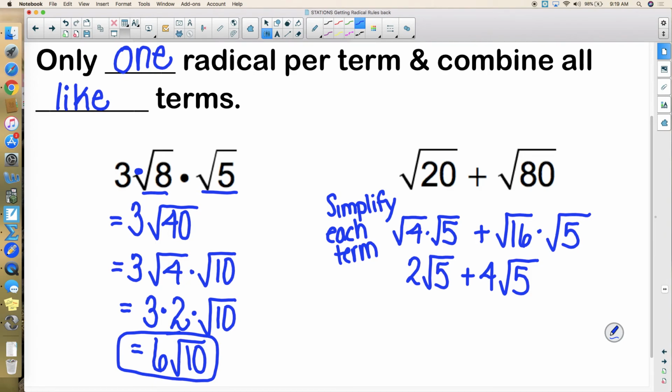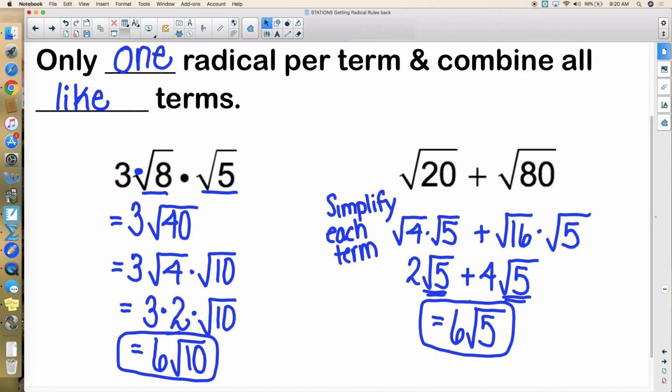Now when I've got them simplified, I see that they both do have a common square root, therefore they're like terms. So 2 bananas plus 4 bananas makes 6 bananas. So 2 square roots of 5 plus 4 square roots of 5 makes 6 square roots of 5. When we add and subtract, the radicals don't change.